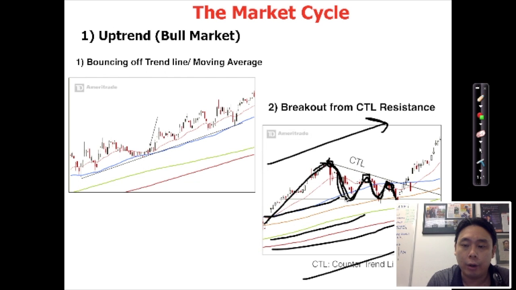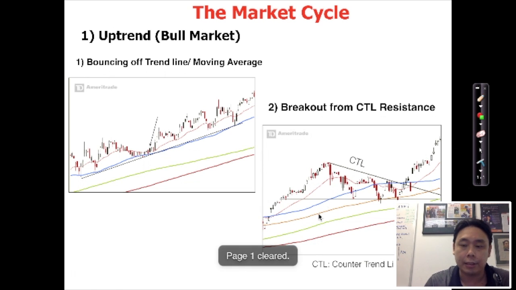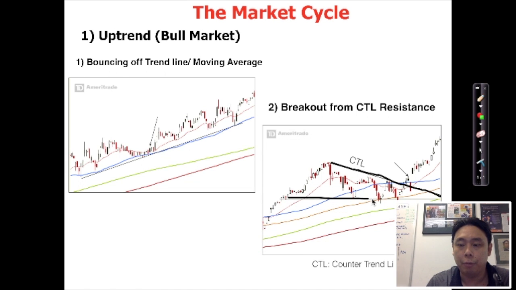The spring is coiling, and usually it breaks out of that pattern as it breaks out of that counter trend line. So when you see a pattern like this, what you can do is enter when the price breaks out of that counter trend line, which usually forms kind of like a wedge pattern. So you buy basically on this breakout. Okay, so that's another form of entry on an uptrend.